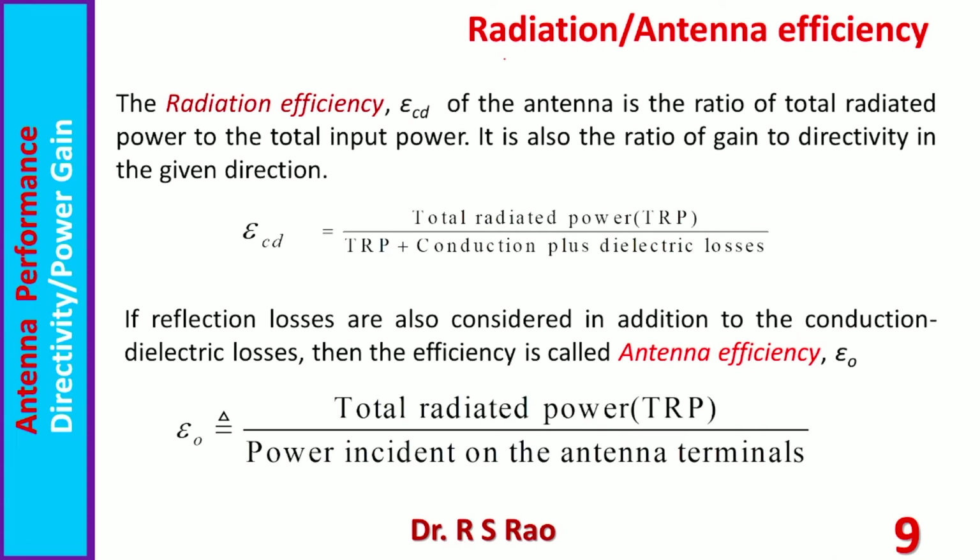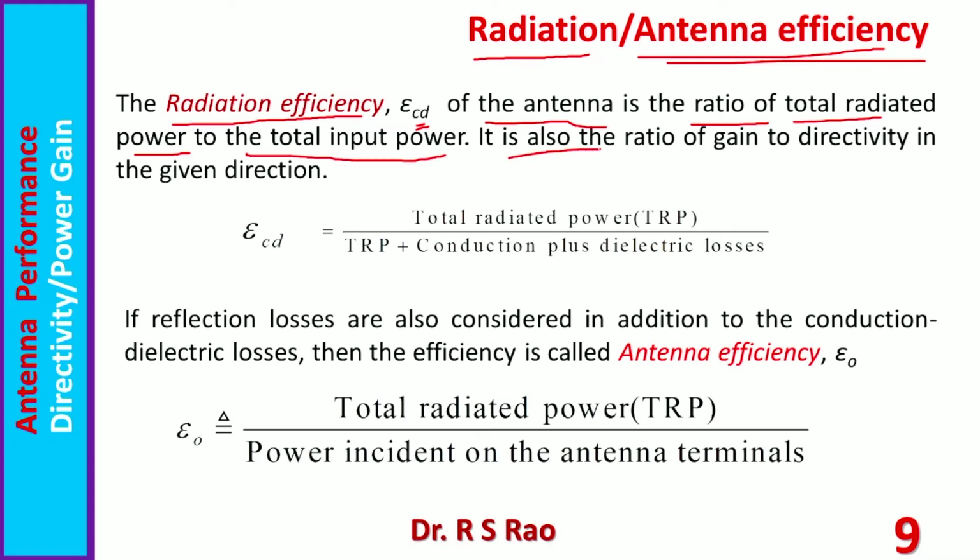Some more terms also we consider here. These terms are very much connected to directivity: radiation efficiency and antenna efficiency. First we define these two terms, performance indicators of an antenna. The radiation efficiency epsilon_cd of the antenna is the ratio of total radiated power to the total input power. It is also the ratio of gain to directivity in the given direction.